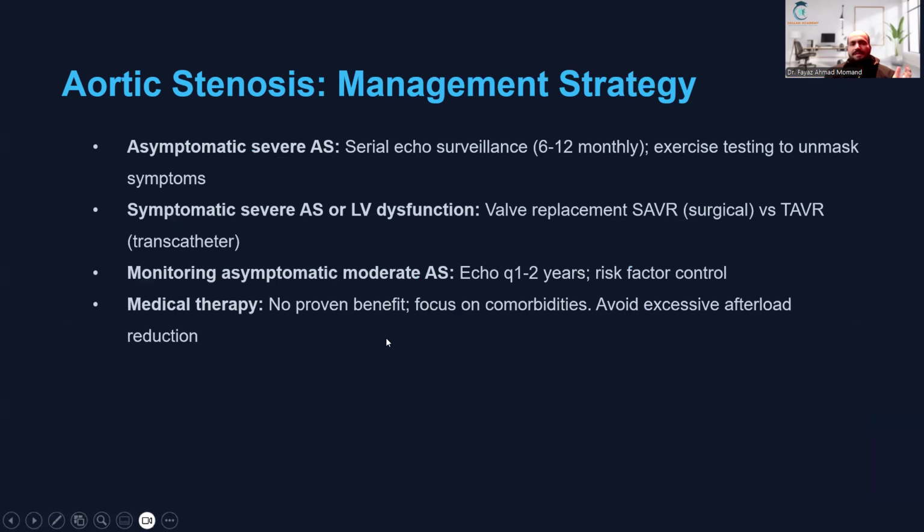Now, how do we manage it? Patients who are asymptomatic, remember asymptomatic severe aortic stenosis, we follow them up every 6 months or 12 months with echo, and we can do exercise testing to unmask symptoms or cause symptoms in the patient.